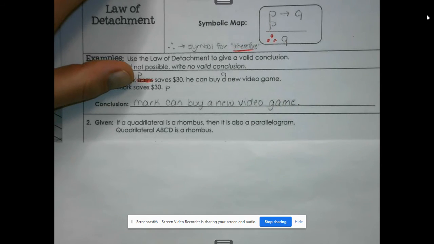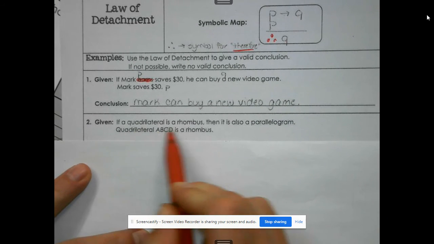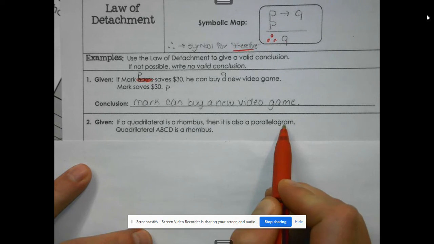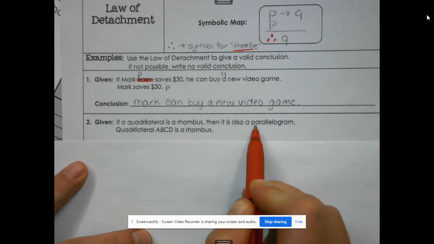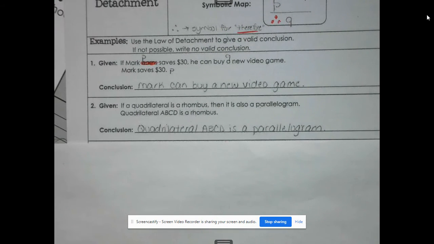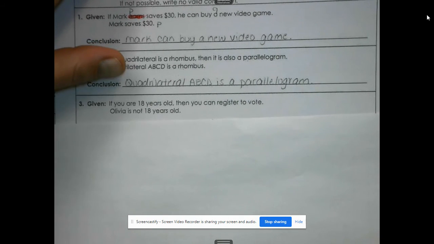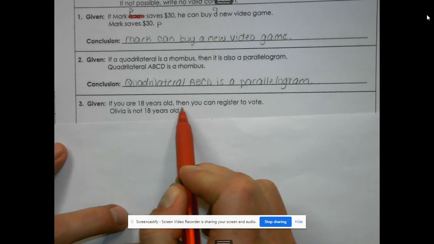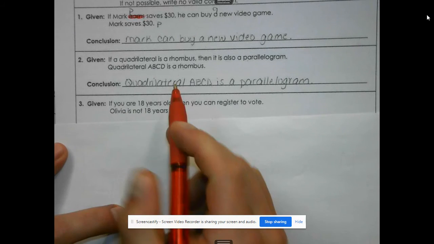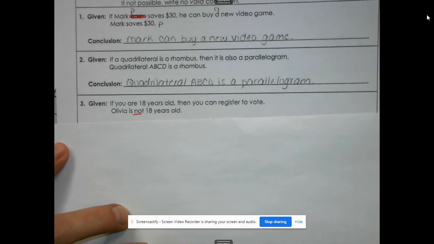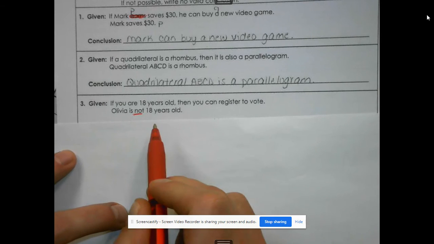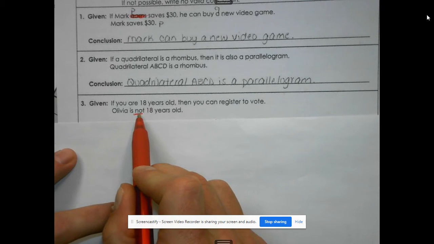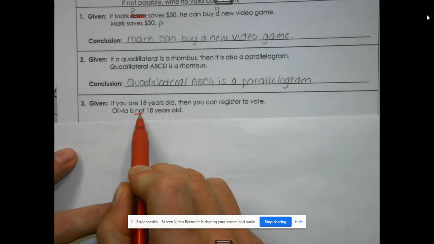Real simple. If a quadrilateral is a rhombus, then it is also a parallelogram. Quadrilateral ABCD is a rhombus. Well, if it's a rhombus, then what is it? Quadrilateral ABCD is a parallelogram. All right, here's one that's not going to work. If you're 18 years old, then you can register to vote. Olivia is not 18 years old. So since she's not 18 years old, then what can't she do? She can't register to vote. So this one, since my hypothesis was not true, I cannot write a valid conclusion.